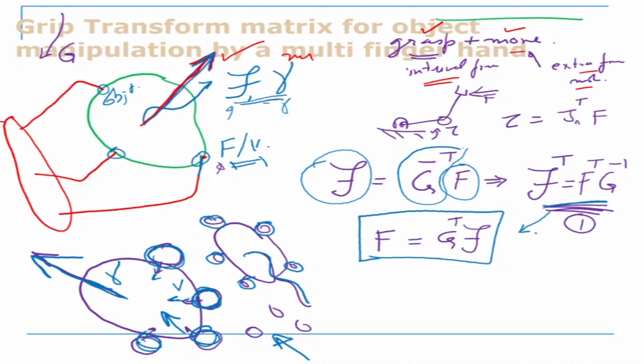From this equation I get this equation. So F is equal to G transpose into F, right? And from this equation I can also get that F transpose is equal to F transpose into G inverse. Now this is one equation that I have, which is going to give me the relation between the fingertip force and the force at the center of the object.